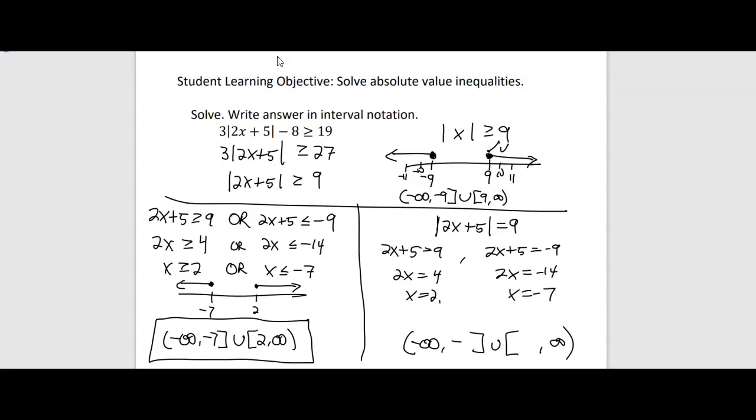Negative 7 is to the left on the number line, positive 2 is to the right. And we're able to get the answer by solving equations instead of the OR inequalities. You do need to know what the basic form is. But it's a nice way to go if you like it.